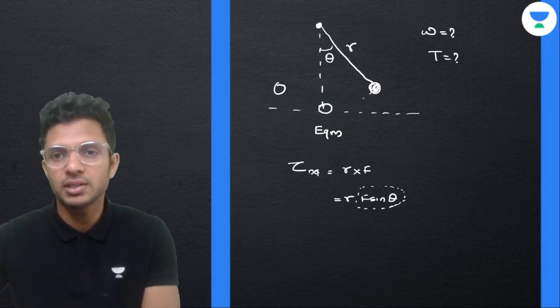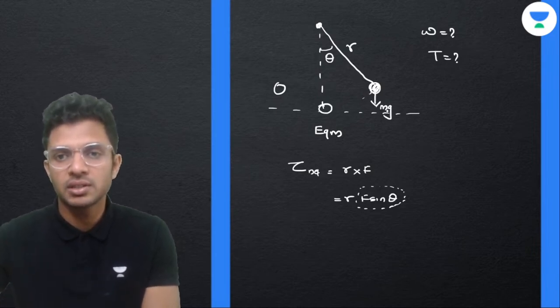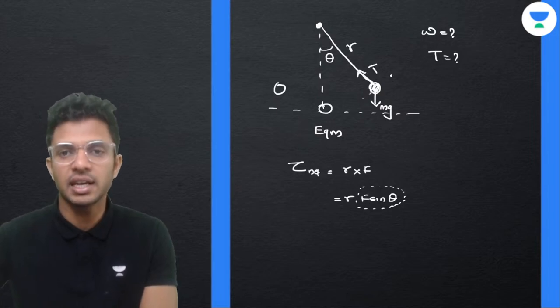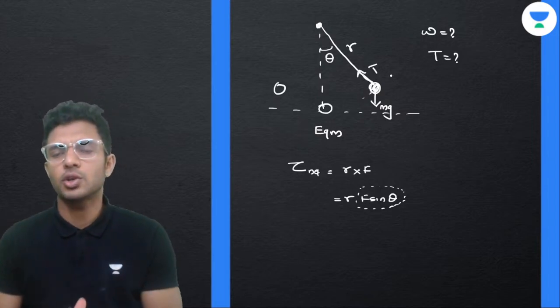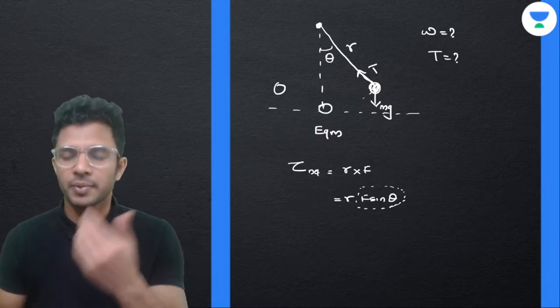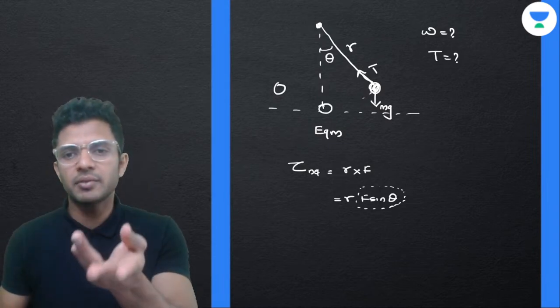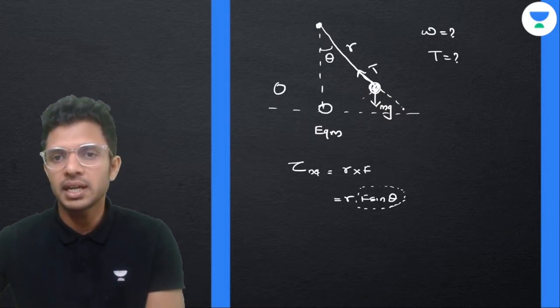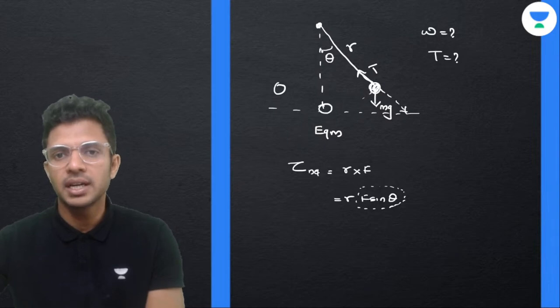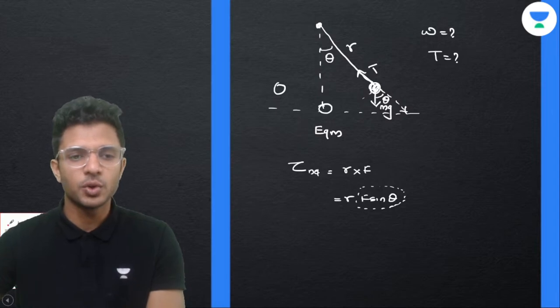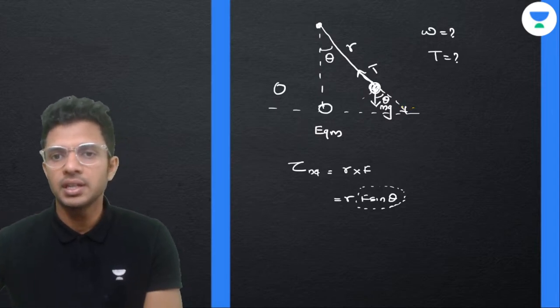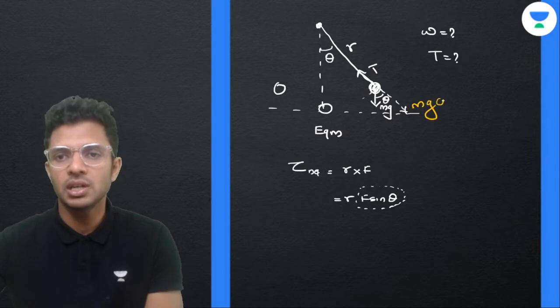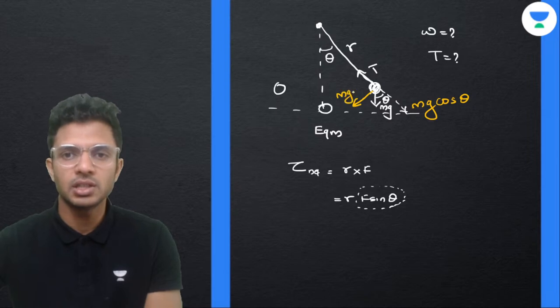Start marking all the forces. This is mg, and the other force is tension along the string, or along the radius. So obviously tension is not going to rotate the body, because it is along the radius and we want the force perpendicular to it. This is mg, so tell me, this component will be which one? This is theta, right? Yes. So this component of mg will be mg cos theta, and this component will be mg sin theta.